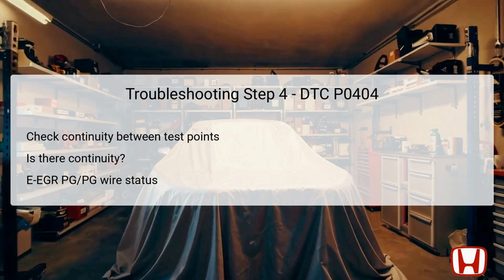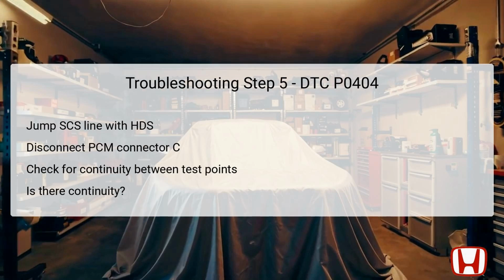This step is crucial, as it checks for any potential breaks in the wire that may prevent the EGR system from functioning correctly. If continuity is confirmed, the EGR PG wire is operating as it should, allowing you to proceed to the next troubleshooting step. However, if continuity is absent, it signals an open circuit. In this case, repair efforts must focus on rectifying breaks in the EGR PG wire leading up to connection point G101, which serves as a grounding location in the vehicle's wiring system.